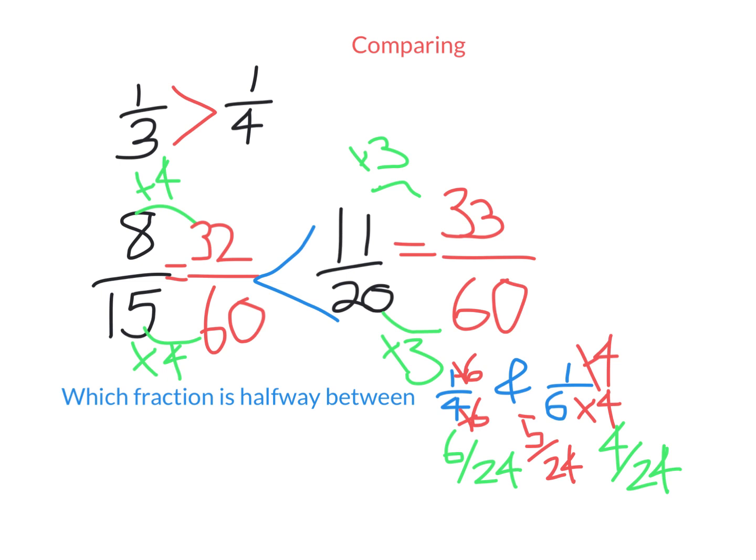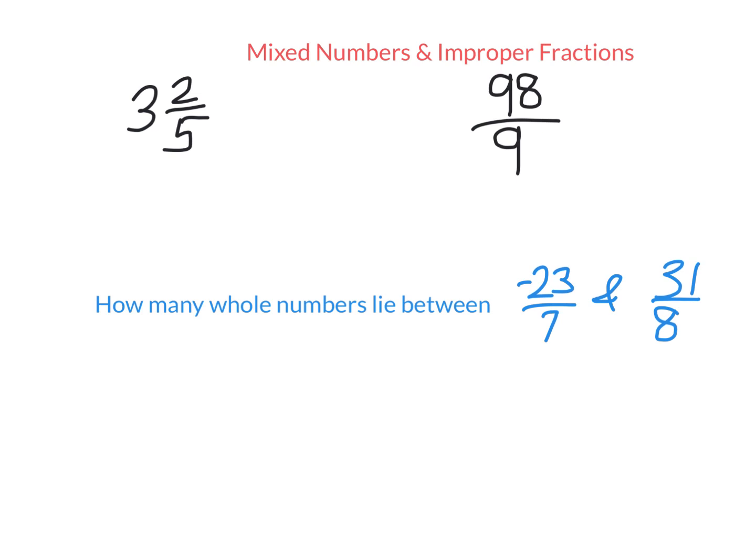All right, let's now look at mixed numbers and improper fractions. So mixed numbers are where you have a whole number part and a fraction part. Improper fractions are where you have a higher numerator than a denominator. Both of these numbers, as are all mixed numbers and improper fractions, are greater than 1, more than 1 whole. So we need to be able to convert between these two.